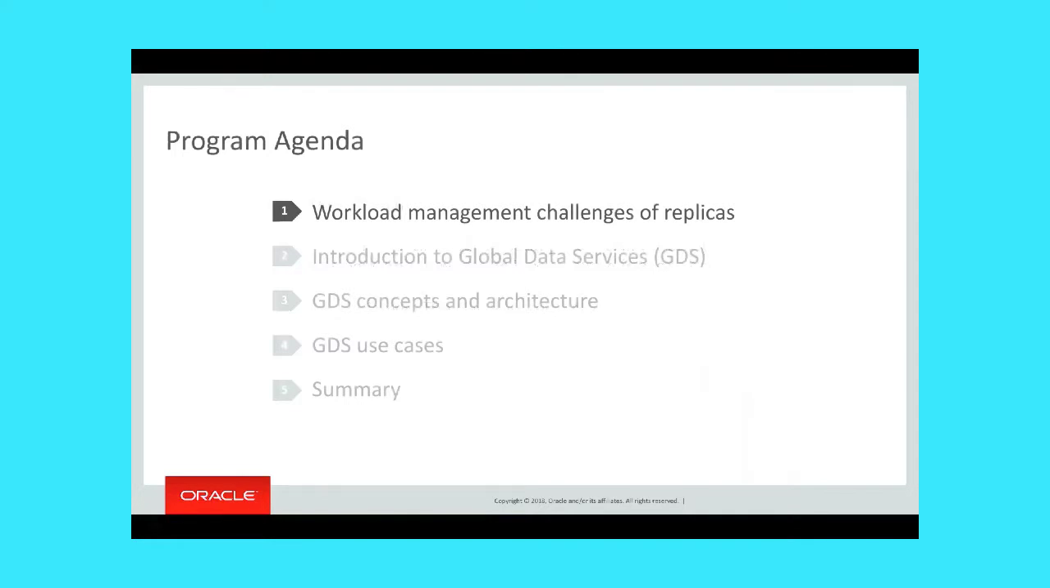As part of this, we will introduce you to the typical challenges that a customer would face when managing workloads across replicated environments, whether it's Data Guard or GoldenGate. And we'll talk about how GDS addresses those challenges. And then we'll cover the concepts and the architecture of GDS. And then we'll take a deeper dive on the use cases and how GDS works with Active Data Guard and how GDS works with GoldenGate, etc. Okay? So we'll cover those.